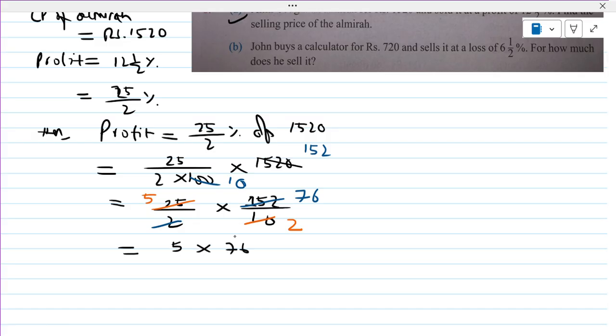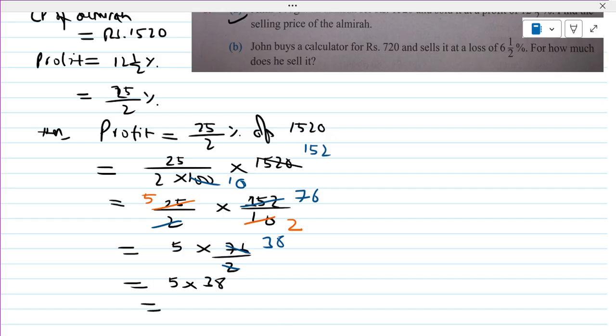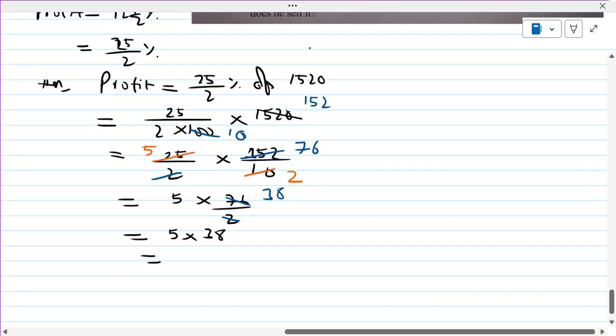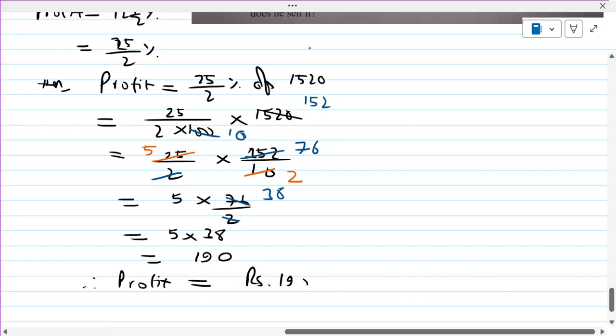And now what remains I carry down first: 5 into 76 divided by 2. This 76 by 2 means half of 76. So by 2 let's cancel. 2 threes are 6, 2 eights are 16, so it's 38. So 5 into 38 we get. Now let's make the multiplication. 5 eights are 40, 5 threes are 15, and 4 makes 19, so 190. So we get the profit amount, rupees 190. Therefore profit is equal to rupees 190.